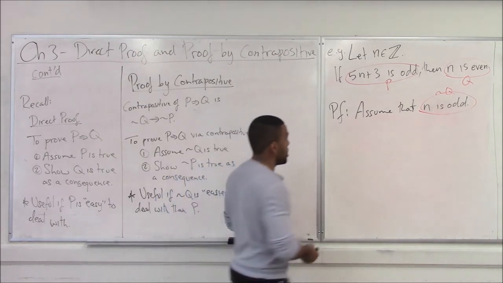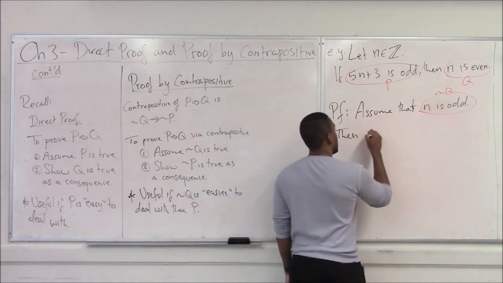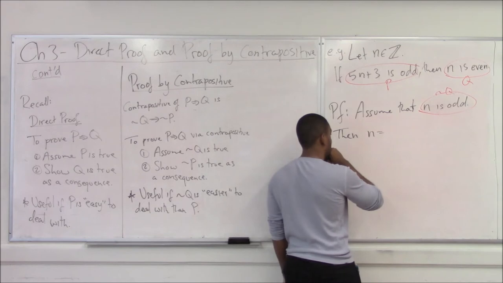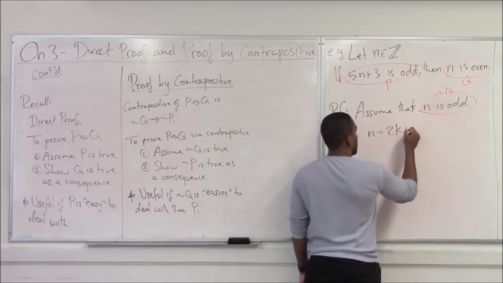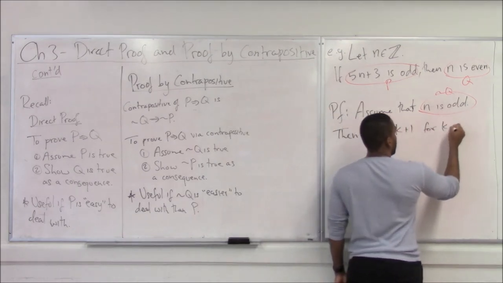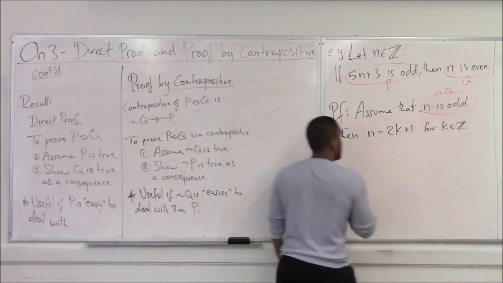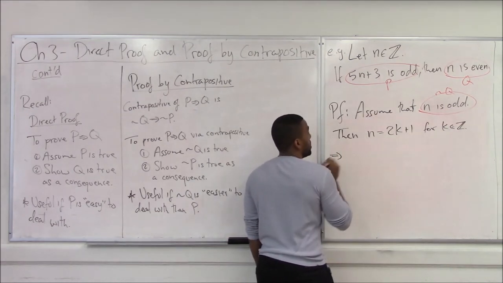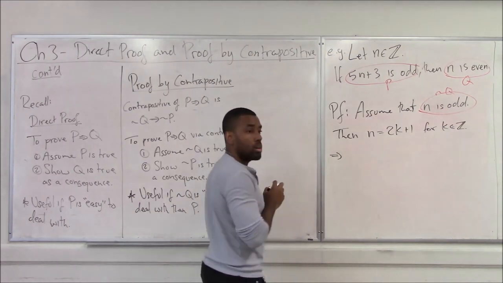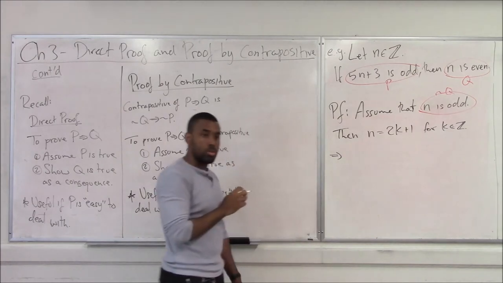So now, if n is odd, what does that mean? n equals 2k plus 1 for some k. He said, well, that would mean, how do we get to the open question?